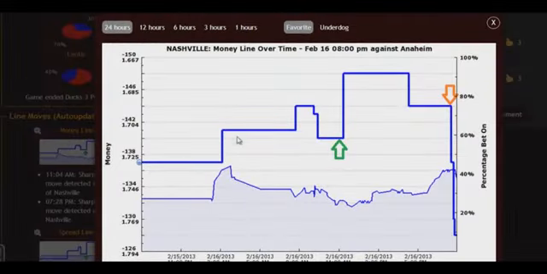The next game, Nashville against Anaheim. In this case, the Nashville team is indicated in a blue color as it plays at home. It's also a favorite. As we see during the day, the favorite line was favorable. There was even a line reversal in support of the favorite, so up to this moment, everything was okay. But, as I mentioned before, we should check all the signals before the game start. What happened in this case?